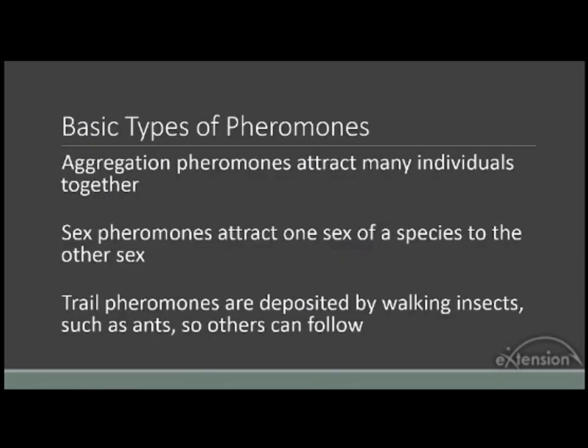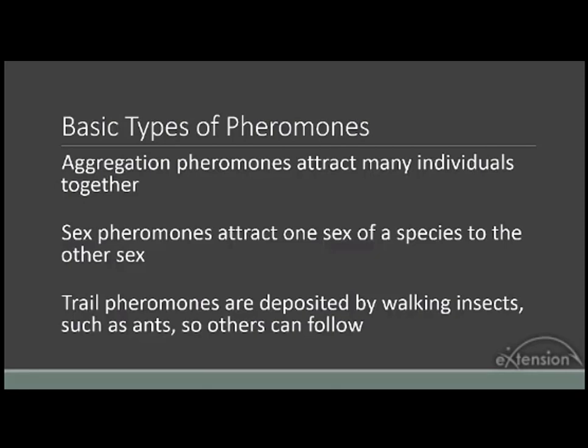There are three types of pheromones used for control. The first are aggregation pheromones. These attract many individuals together, and this is why you often see pests clumped together. Sex pheromones attract one sex of a species to the other. For example, a female might produce a sex pheromone that the male receives and is then attracted to the female. Trail pheromones are deposited by walking insects, most commonly associated with ants, so that others can follow. This is when you see ants following one behind another.